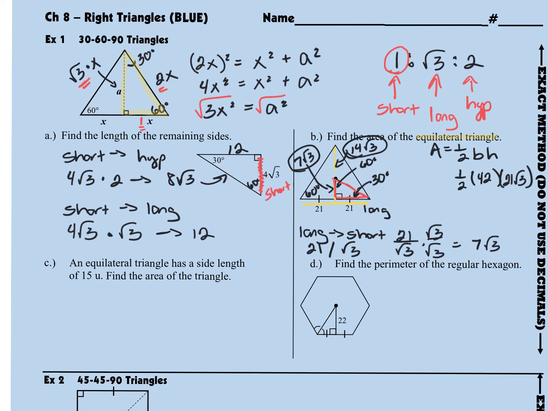Now, if we want to finish off our area computation, our 1/2 times our 42 times our 21 radical 3 is going to give us 441 radical 3, and I'm going to say units squared. The ability to find the area of an equilateral triangle is a crucial skill in this semester and in this chapter, so make sure that you do feel comfortable with this example or you jot down any questions that you have.